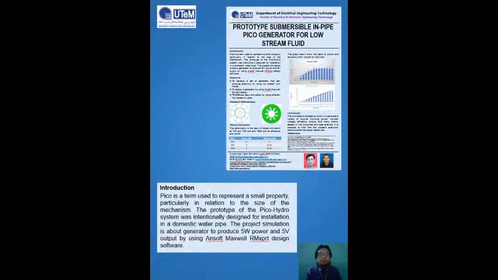Let's start with my project introduction. Pico is a term used to represent a small property, particularly in relation to the size of the mechanism. The prototype of the Pico hydro generator system was intentionally designed for installation in a domestic water pipe. The project simulation design is about a generator to produce 5-watt power and 5-watt output by using Submersible RMXPRT software.